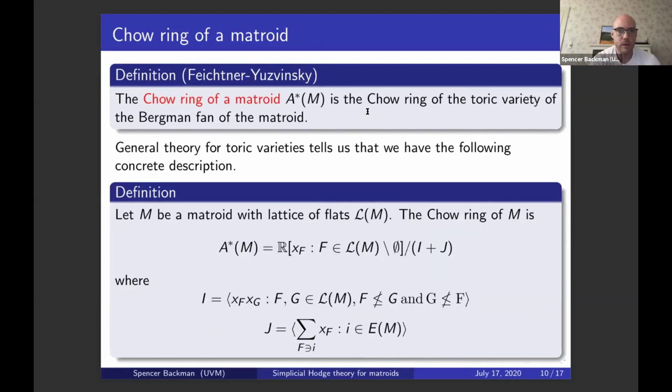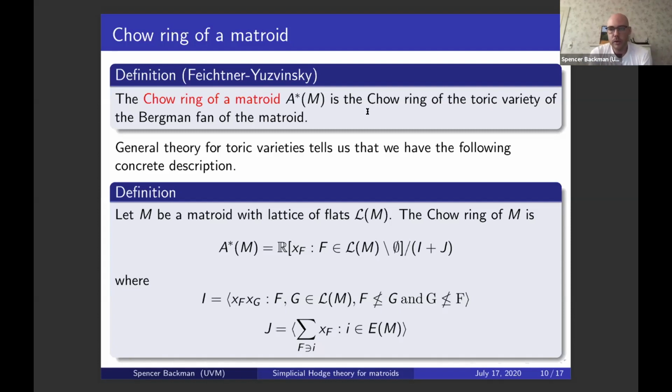Okay, the next object of this talk is the Chow ring of a matroid. So this was essentially introduced by Feichtner and Yuzvinsky. If you want a compact description, you say that the Bergman fan is a rational polyhedral fan. In fact, it's smooth and simplicial. And so every rational fan has a toric variety associated to it. And you can look at the Chow cohomology ring of the toric variety of this Bergman fan, and that is some ring A star of M.